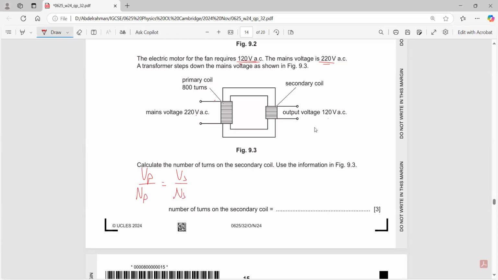You have two of them. What should you do? Or you have three of them. 220 over 800 equals 120 over NS. Cross multiply. Using the cross multiplication, you'd find that the number of turns on the output would be 440.